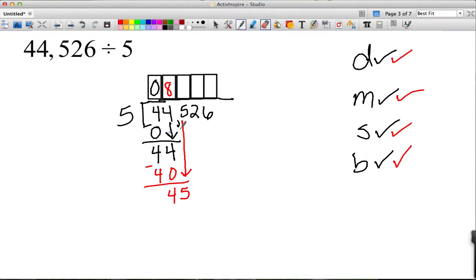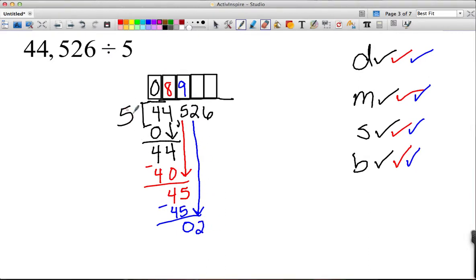Now I bring down the 5. Now I can subtract or divide again. 5 goes into 45 9 times. 9 times 5 is 45. Now I can subtract and I get 0. And now I have to bring down the next number. Right? And that next number is 2.